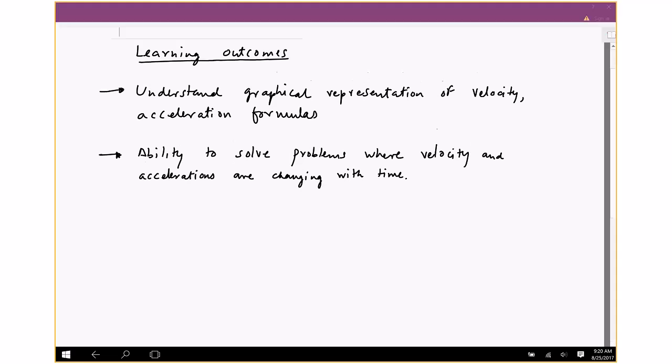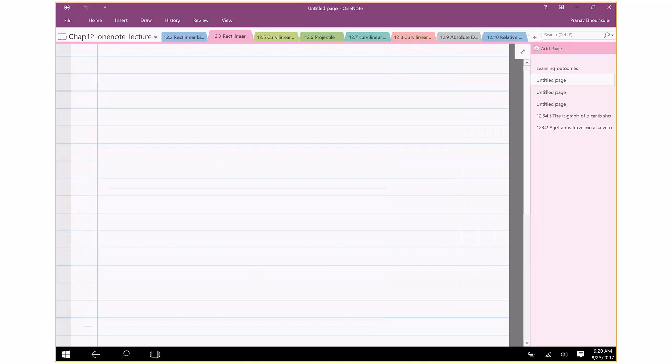And then we'll solve some problems. So we are on section 12.3.